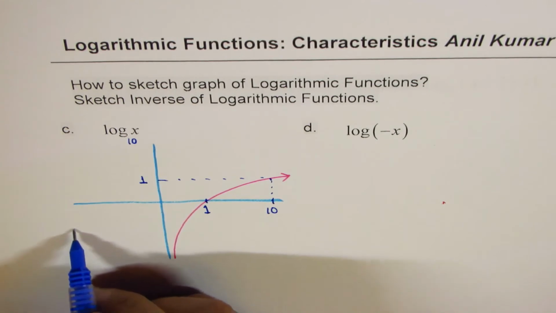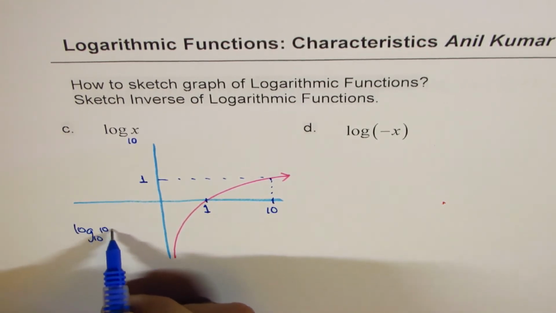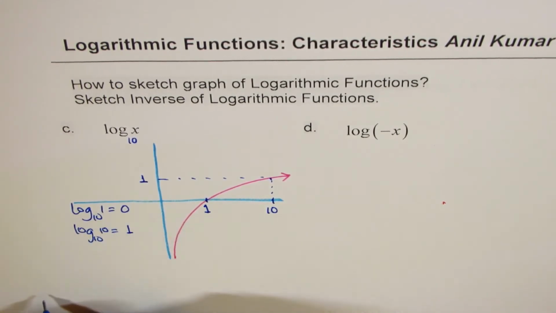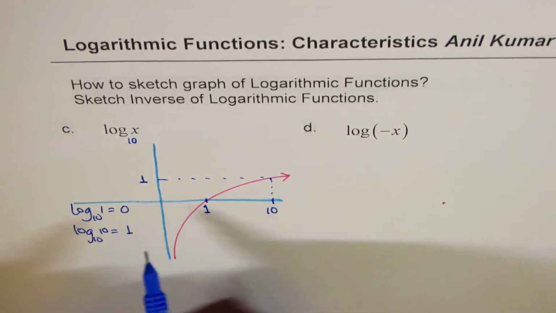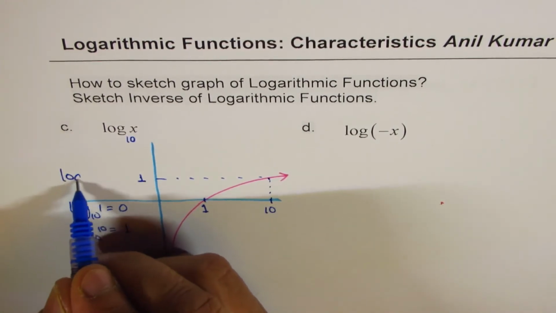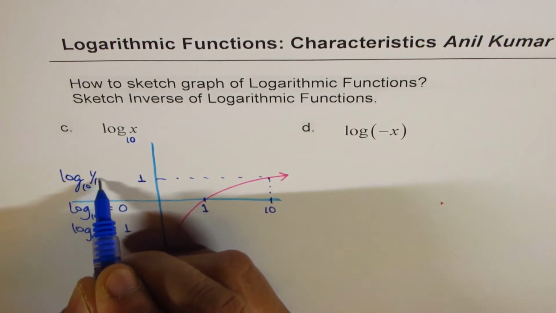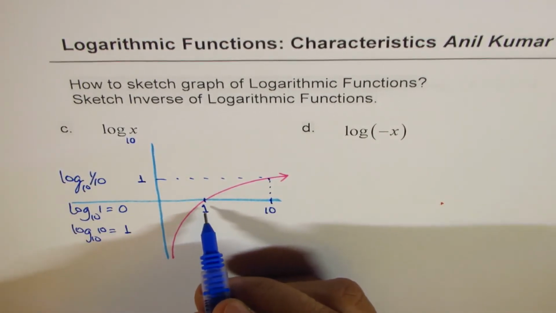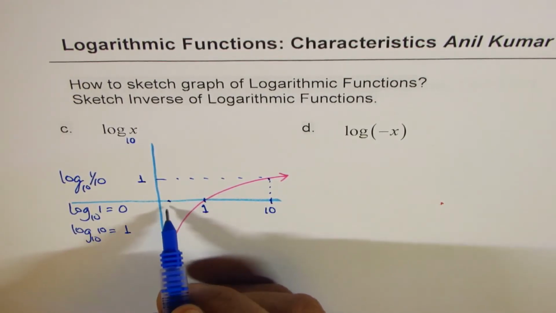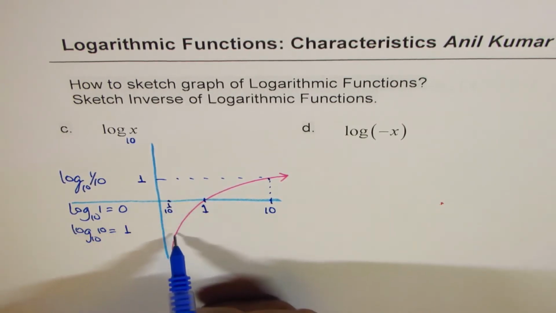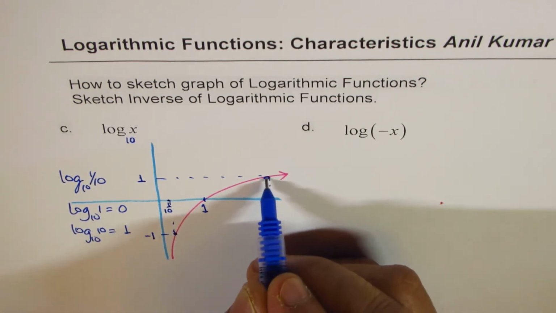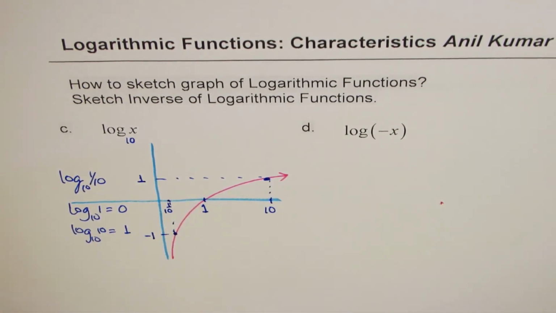So log to the base 10 of 10 is 1. Log to the base 10 of 1 is 0, right? And if I write a value which is 1/10, that is to say log to the base 10 of 1/10, I'm going to get minus 1. So if this is very small here, let's say 1/10, in that case, the value which I get will be minus 1. So these 3 points help us to sketch the graph.